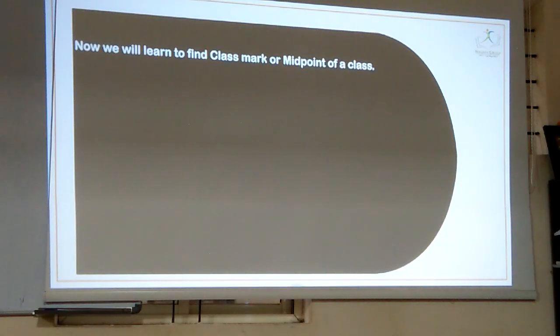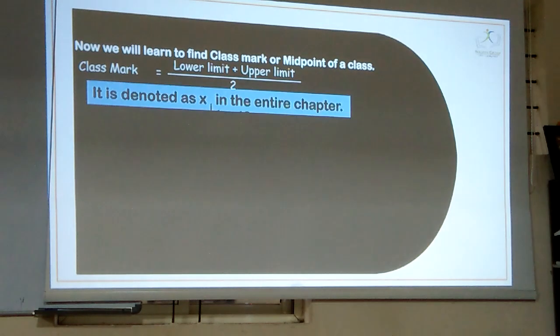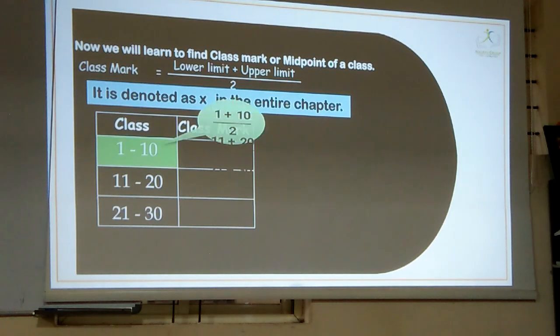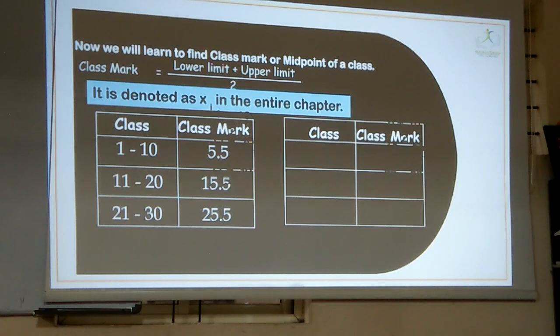After this is the class mark, the midpoint of a class. So what's a class mark? The midpoint of the class. That is the formula: lower limit plus upper limit divided by 2. So the class mark for this is lower limit plus upper limit divided by 2, and so on and so forth.